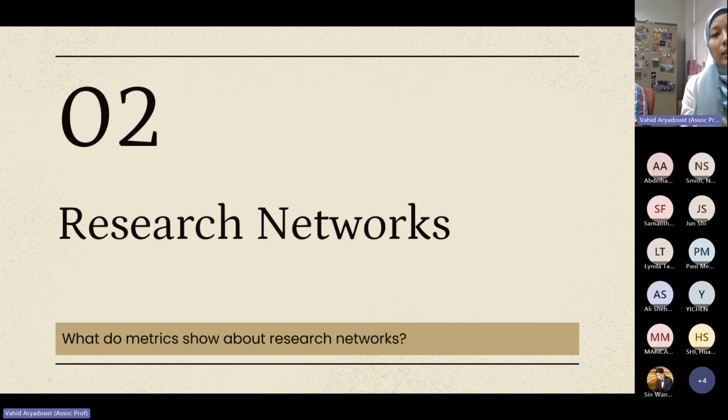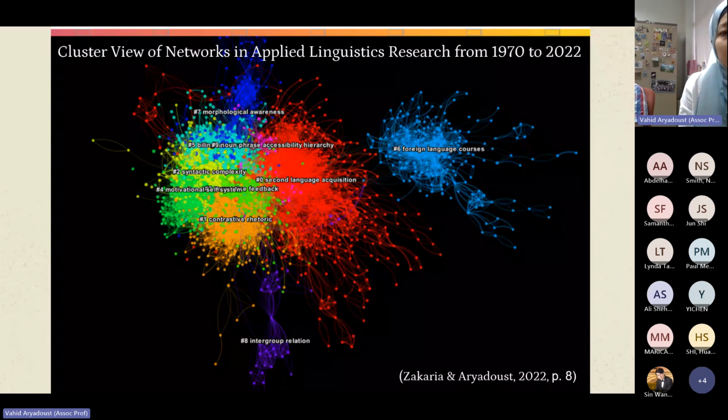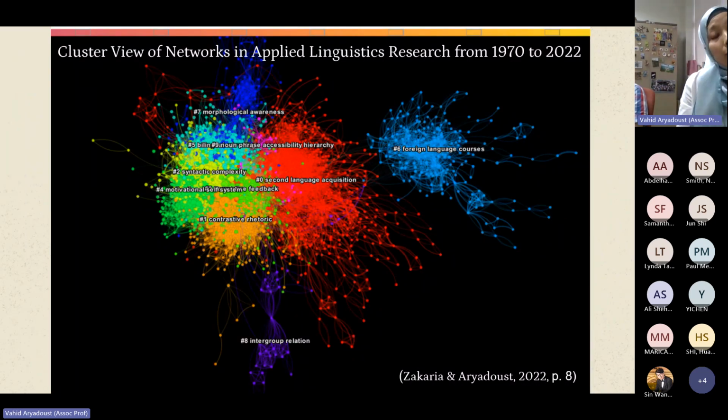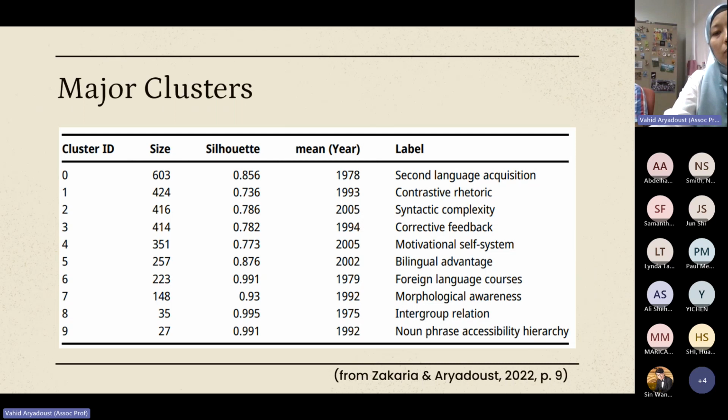So just to see what research networks are and what kind of metrics we can use to evaluate these networks. Here is an example of the research network of the field of applied linguistics from 1970 to 2022, and this is from our publication. And we'll go through this and the following tables that we also extracted from our publication. So this is the kind of output that you can have from any scientometric analysis.